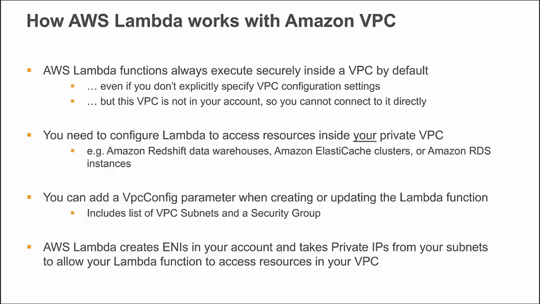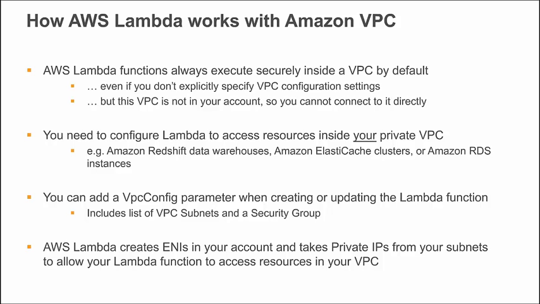So you cannot access resources inside this VPC, and the functions which launch inside this VPC cannot talk to resources inside your account and your account's VPCs. This is where this feature comes in. You can now configure the Lambda function to access resources inside your VPC, inside your private subnets. For example, if you have a Redshift data warehouse or an Elasticache cluster which has the data and you want the Lambda function to have access to that data, you can now configure the Lambda function to talk to these resources in your account in your VPC.